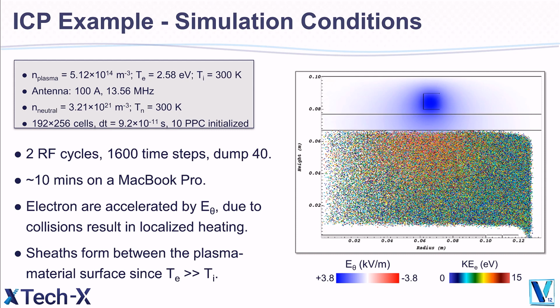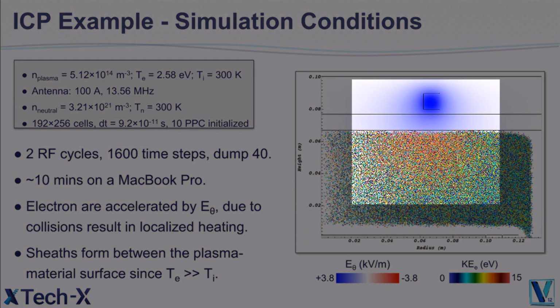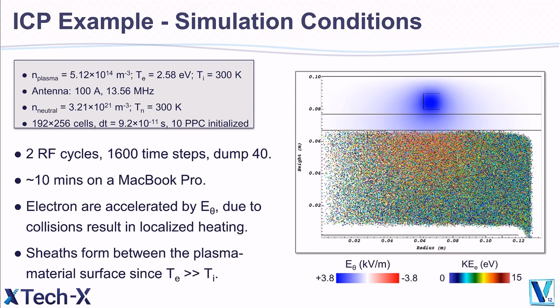Electrons are accelerated by the azimuthal electric field and produce localized heating in the plasma, shown here beneath the antenna. We are plotting the electron positions, and the color indicates their energy, so up to 15 eV. Sheaths form between the plasma material boundaries because the electrons are hotter and more mobile and can diffuse out of the plasma much quicker than ions.